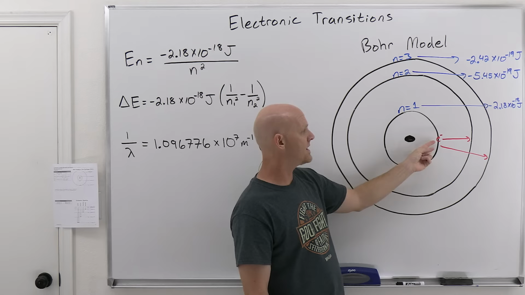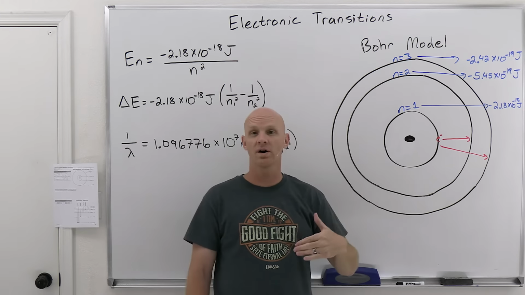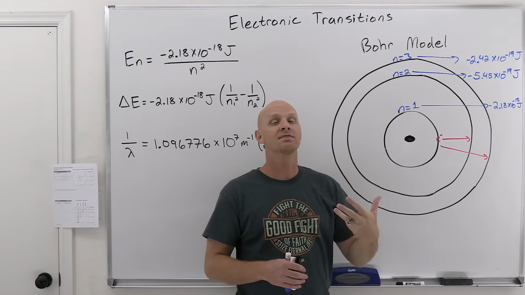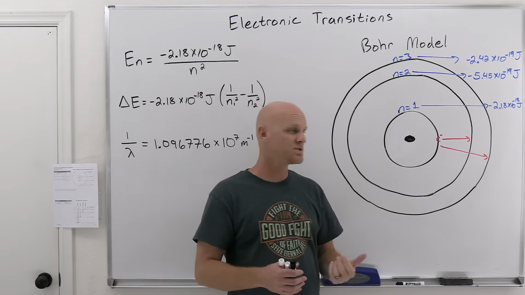So when an electron goes from n equals 1 to n equals 2, or n equals 1 to n equals 3, or n equals 1 to n equals 4, and so on, that's going to correspond to a specific energy photon, as we'll see.